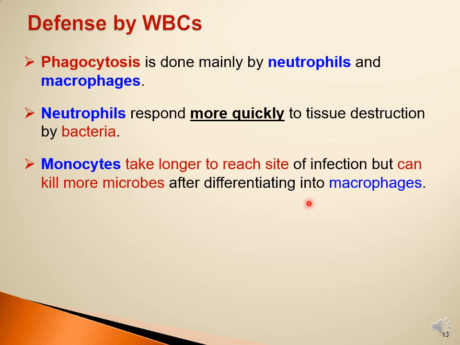So in terms of phagocytosis, macrophages are more powerful than neutrophils. But in terms of response, neutrophils are faster. They reach the tissue early compared to the macrophages.